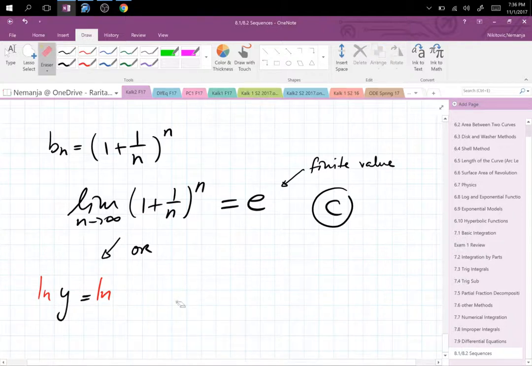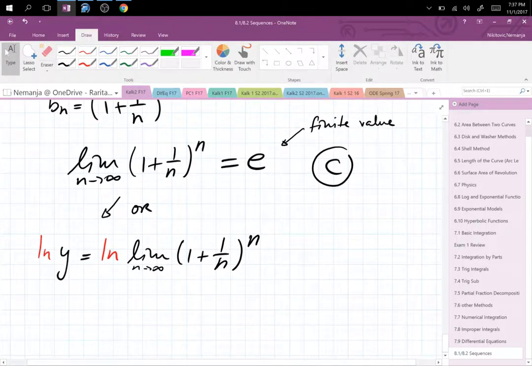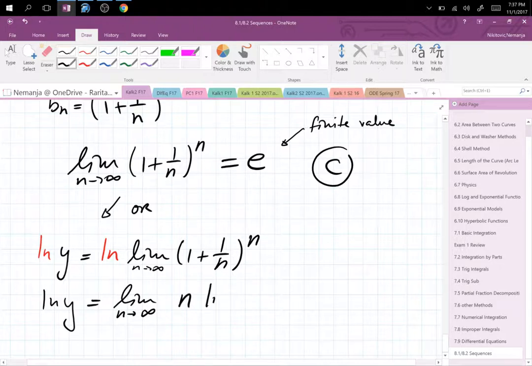Oh, hold on. Where's my limit? Limit of (1 plus 1 over n) to the n. There we go. Much better. So now this n goes in front of ln. The limit as n goes to infinity and ln swap. They can swap because ln is an increasing function. So ln y is equal to the limit as n goes to infinity of n ln(1 plus 1 over n). So the exponent jumps in front, but then we also swapped ln and limit.